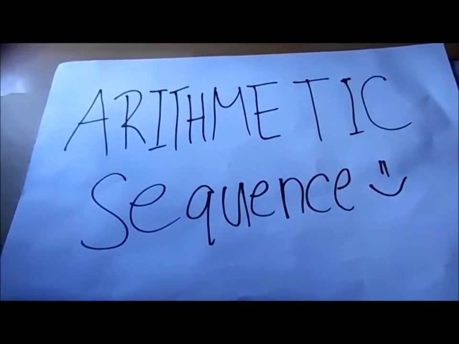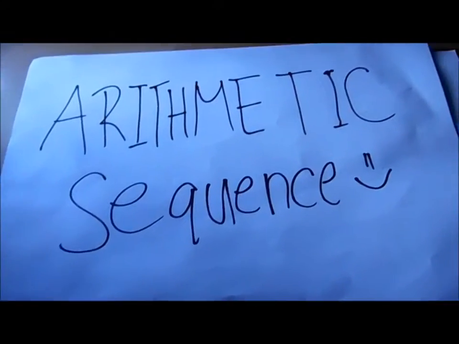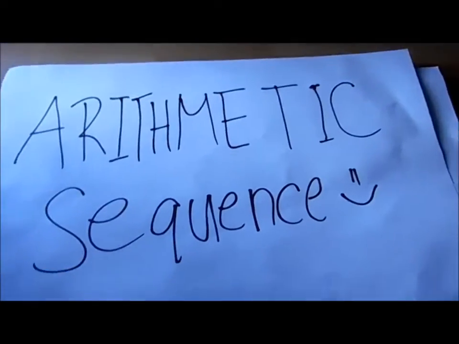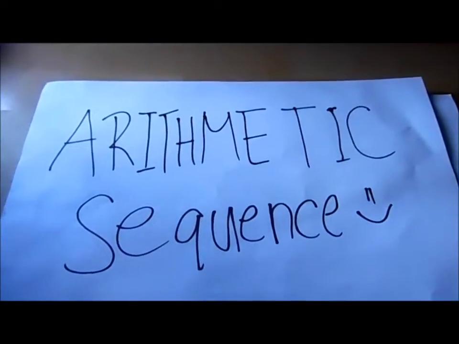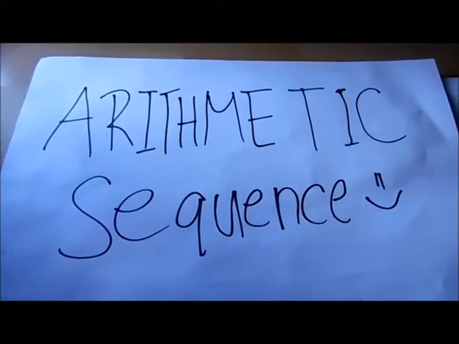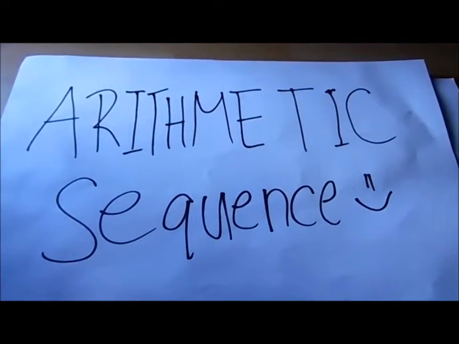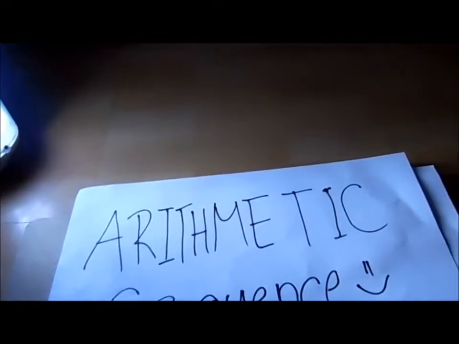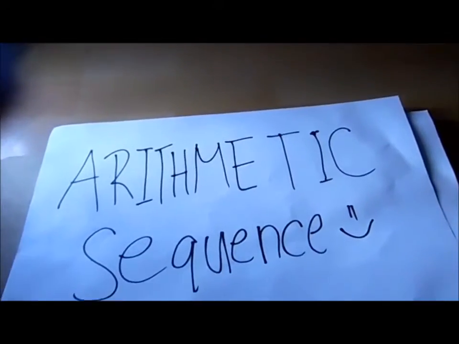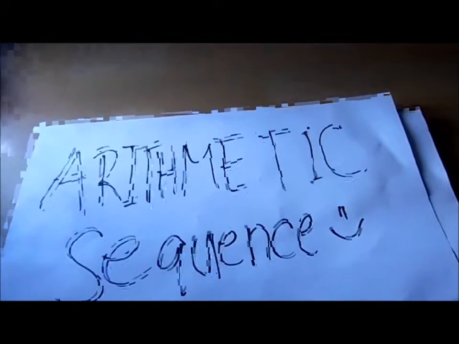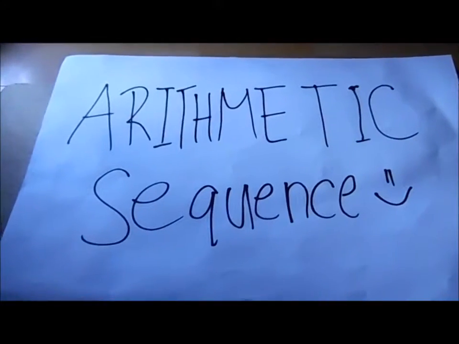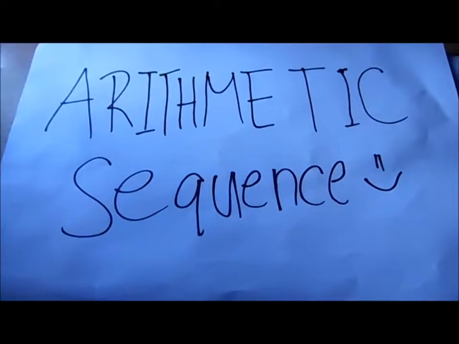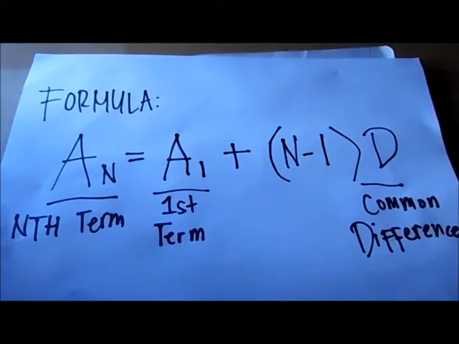I'm gonna talk about the arithmetic sequence. Now, what exactly is the arithmetic sequence? It is a progression of terms or numbers that has a constant common difference between each term. Now, whenever you add it, you're supposed to get the same term.